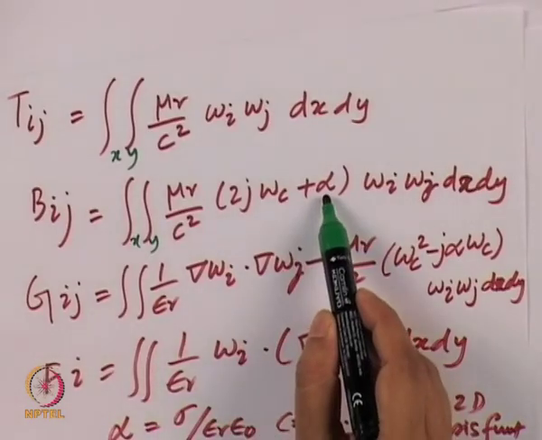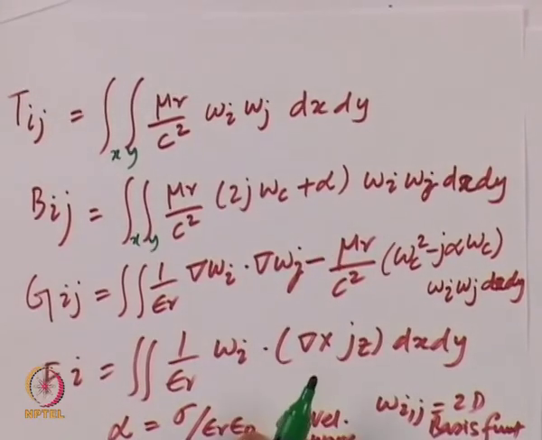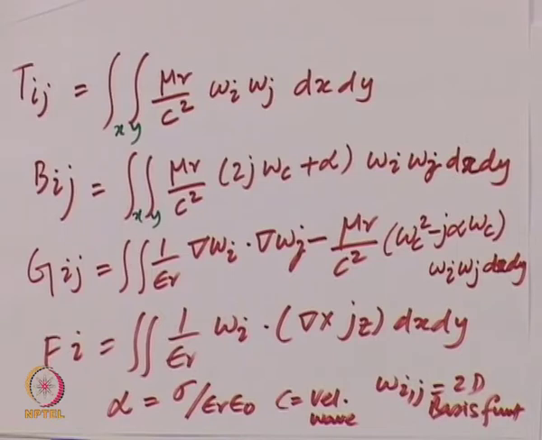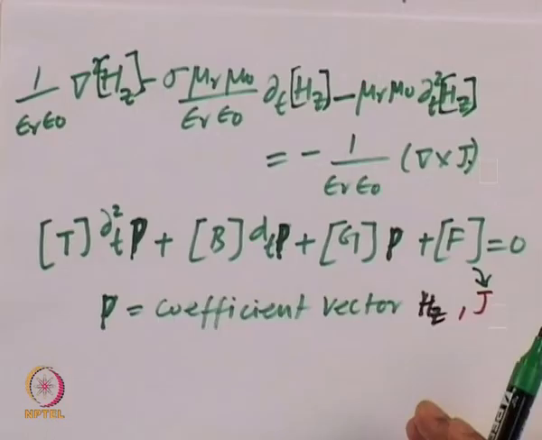There are some coefficients which we have used: alpha, which is equal to sigma divided by epsilon r epsilon naught. We have used the term c, which is the velocity of the wave, and wi and wj are the 2D basis functions which we have used. Once we have these integrals, we can compute the individual matrices for T, B, G and F and plug them in, so you will have a simple form which is given here. One thing that is still not complete is that we still have a second order derivative in time and a first order derivative in time, so we need to find a way to manipulate them.